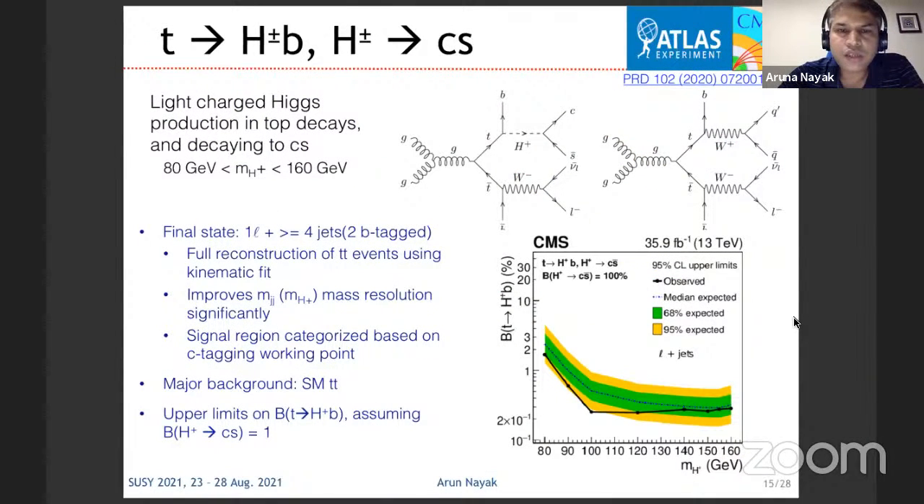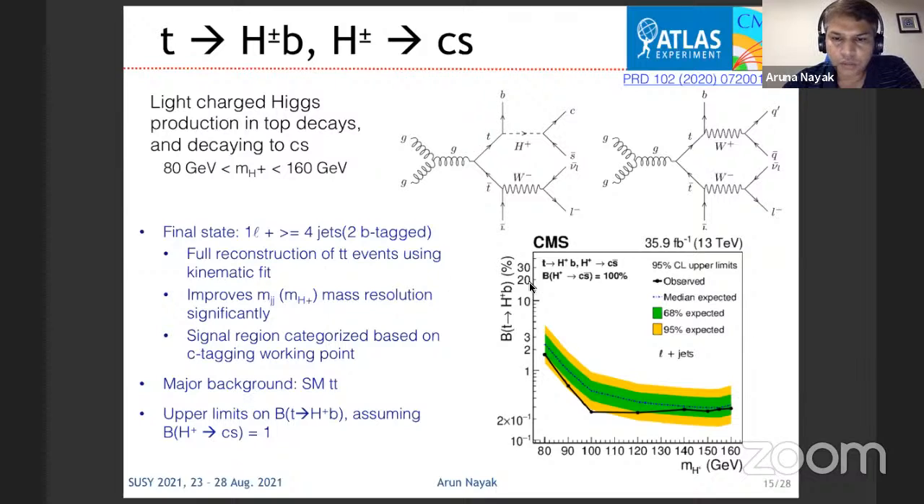A similar search is also performed at CMS, though the charged Higgs to c b analysis is not yet complete. There is another analysis of the charged Higgs to c s-bar. Similarly here, the charged Higgs originates from top decay and then decays to c and s-bar. The final state is exactly the same as the standard model t t-bar, with one lepton, four jets and two b-jets. So the idea is to search the dijet mass spectrum. To get good dijet mass resolution, the full t t-bar events are reconstructed using a kinematic fit, which improves the dijet mass resolution. The signal region is also categorized based on the c-tagging working point.